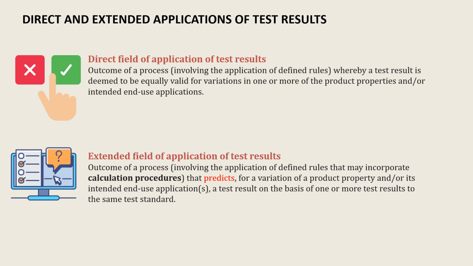For extended field of application of test results, this involves using the results from a fire test to predict how the product would perform with larger changes or different uses, based on rules or calculations. For example, if a thicker version of a sandwich panel is needed, the extended application uses test results from the thinner panel to estimate how the thicker one will perform in a fire without needing a new test.